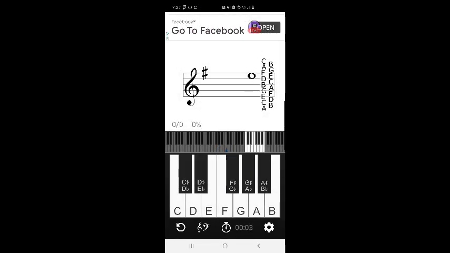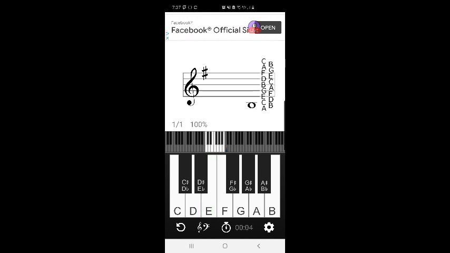Should already be set up for G major, E minor. Okay, so I'm going to do a little bit of practice. C, ooh. I already screwed up. Start over. I'm starting over. I don't care. Okay. Oops, it's F sharp. Crap. Screwed up really early.